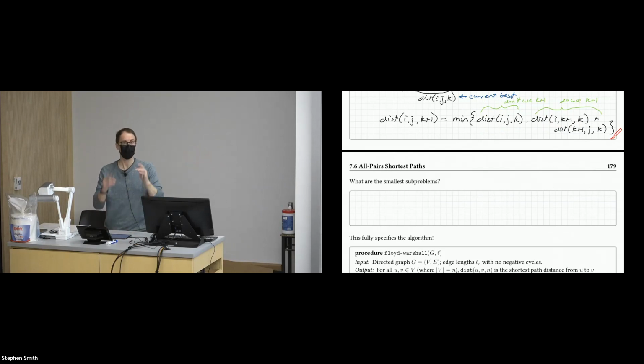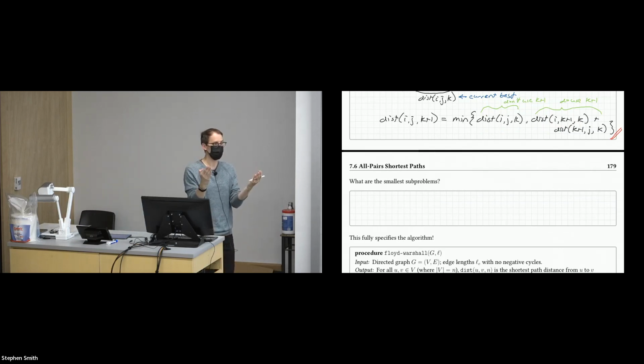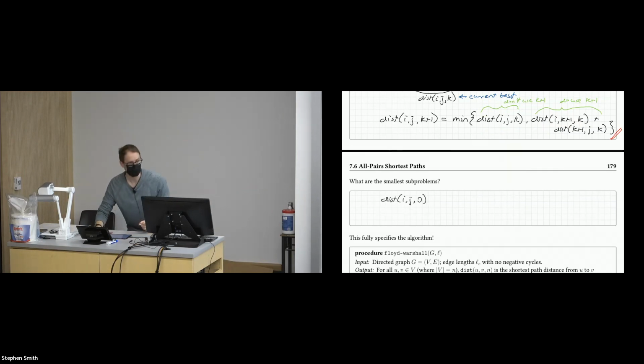The i and j aren't really like indices in our subproblems. They're one of the solutions I want to get. I want to get dist ij for all pairs ij. So our dist ij, and I'm not allowed to use anything in between. What's the solution to this going to be?